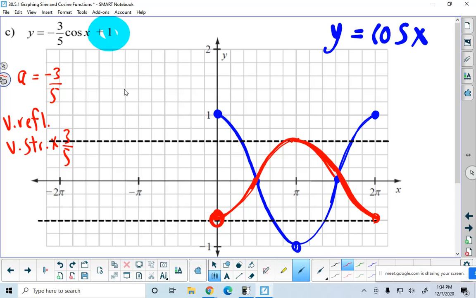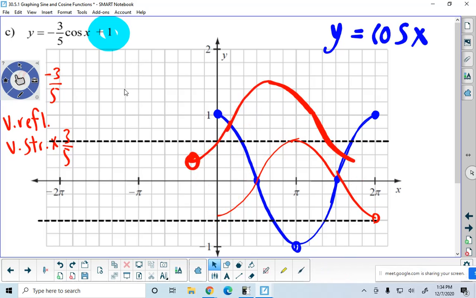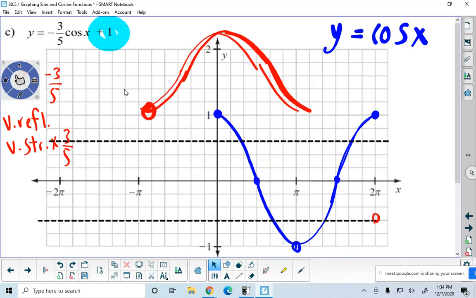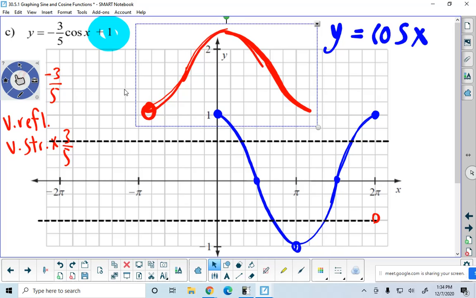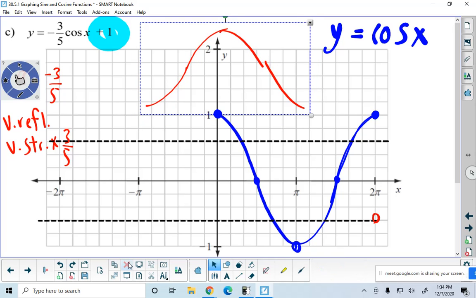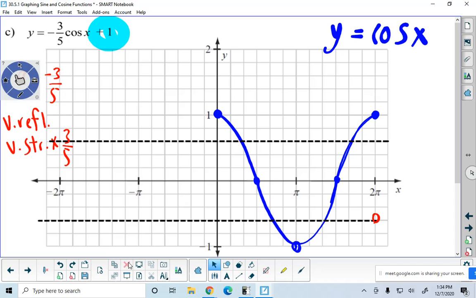Okay, so now here's what we do instead. We don't draw this red thing. This red thing is a waste of our time. What I do is the following, and this is going to seem very weird. After the vertical stretch and reflection, I get those two guidelines.